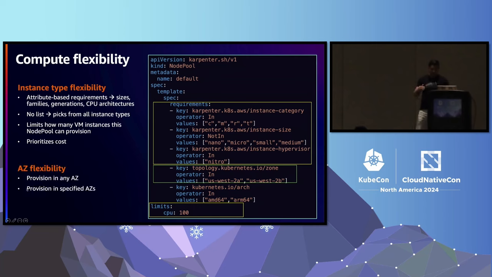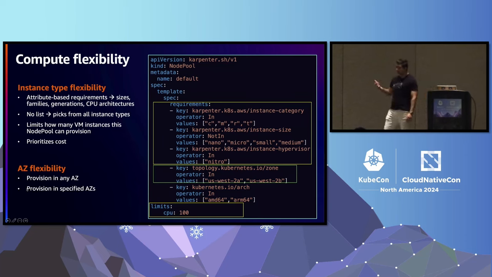You can also specify availability zone in this case. For example, I'm showing that the instances should be provisioned in either US West 2A or US West 2B. And finally, you can limit how many EC2 instances this node pool can provision. See on the bottom, I'm showing limit CPU 100. So this will keep provisioning EC2s till the aggregate number of vCPU reaches 100. This is a pretty creative way for different teams to control how many EC2s they can provision.